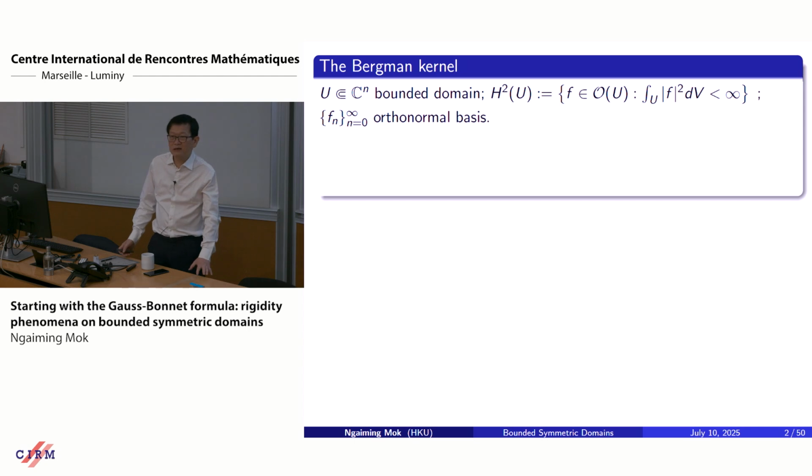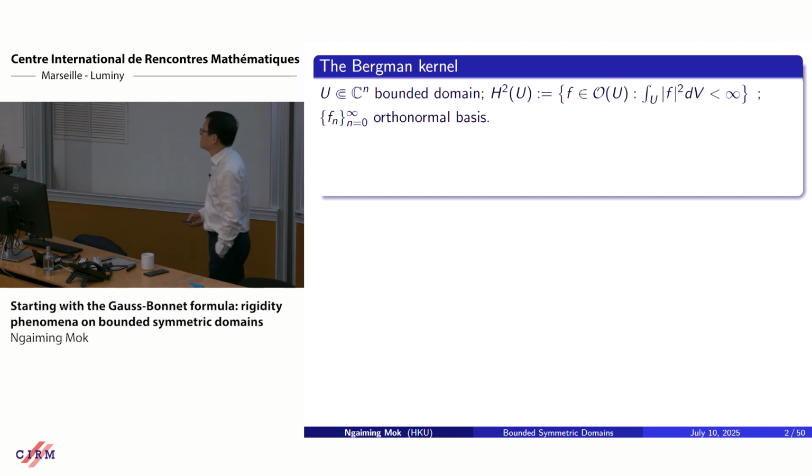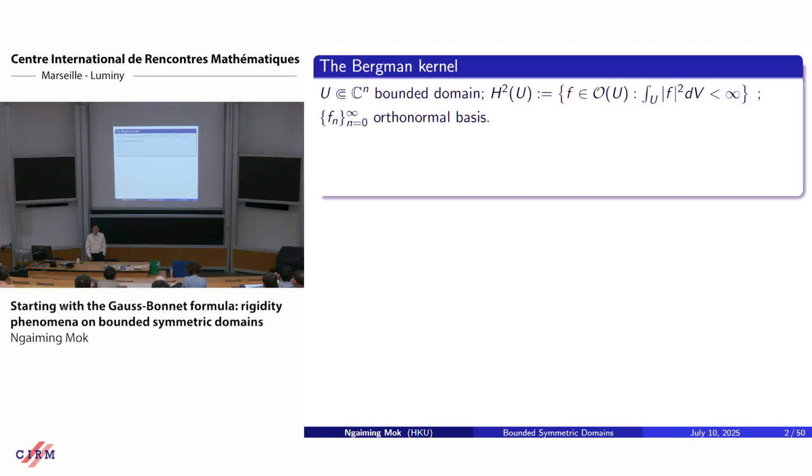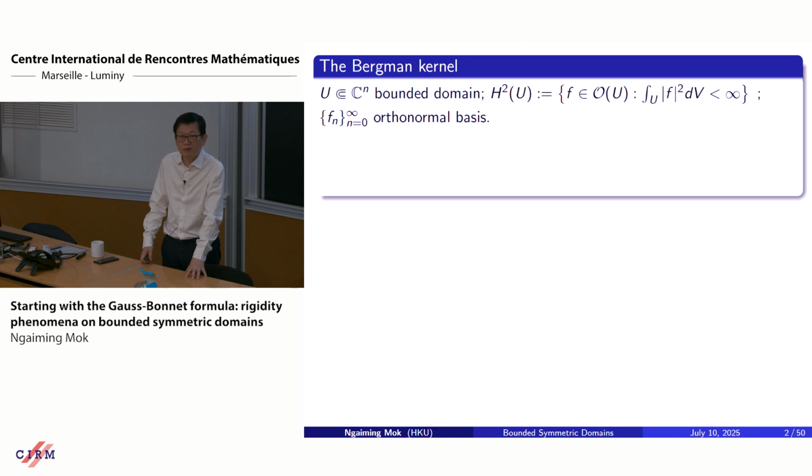Okay, so I start with something that everybody knows, just to set the background. So this is the Bergman kernel. The Bergman kernel is defined by the space of square integrable holomorphic functions. The better way to describe it is that it's defined by square integrable holomorphic n-forms, because the norm is then invariant, independent of the choice of coordinates.